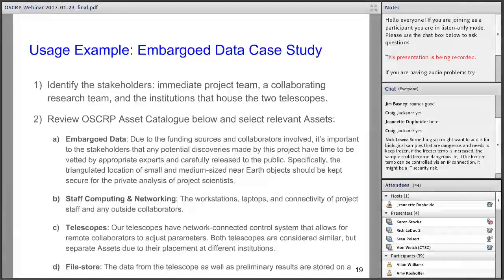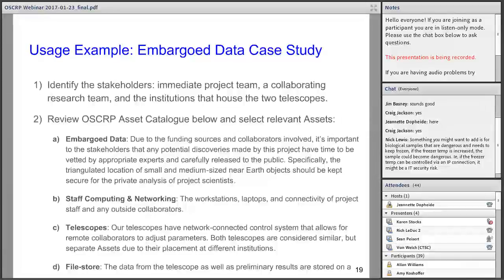So just to give a specific example, consider some embargoed data, much in the same way as I described earlier. Say an oceanographic expedition goes out for a 6-month period of time, and there might be another 18-month period during which the scientists would have a chance to examine the data before it might be publicly released. One might identify the stakeholders by starting with the immediate project team, and perhaps a collaborating research team, and the institutions that house those scientific assets. Or I guess we used telescopes in this example, so we'll use that one here. They might review the OSCRP asset catalog and say, here's some data that actually shouldn't be released for a period of time. It's embargoed data.